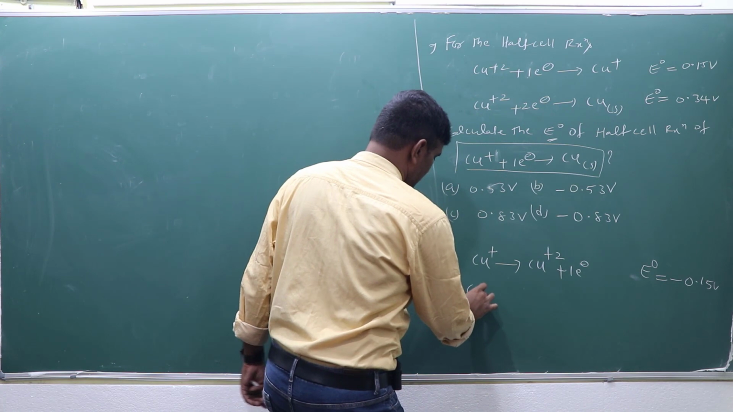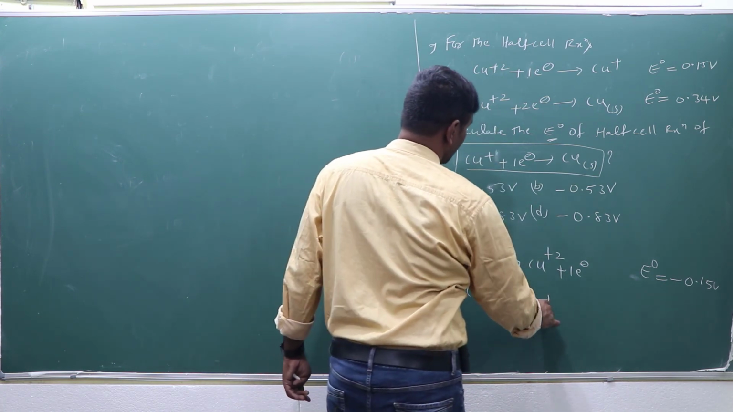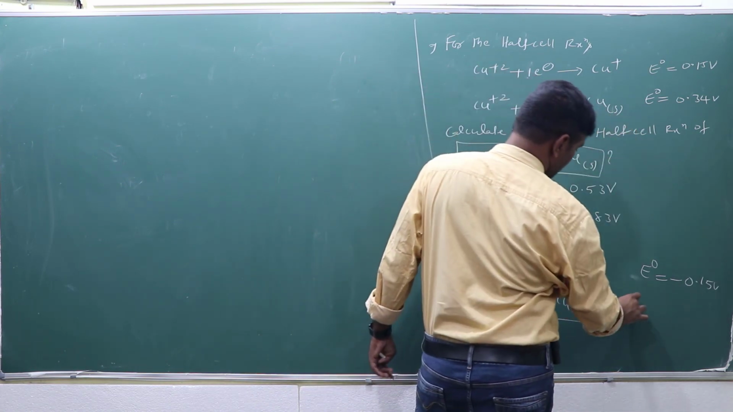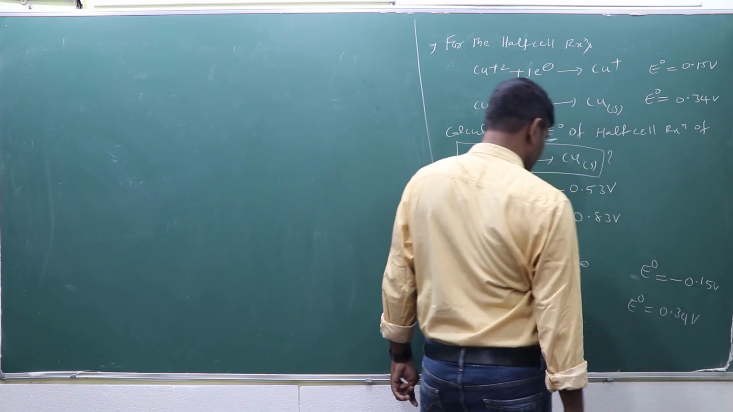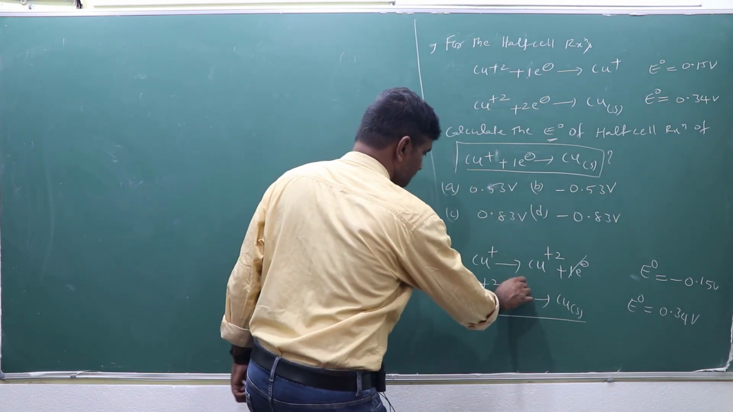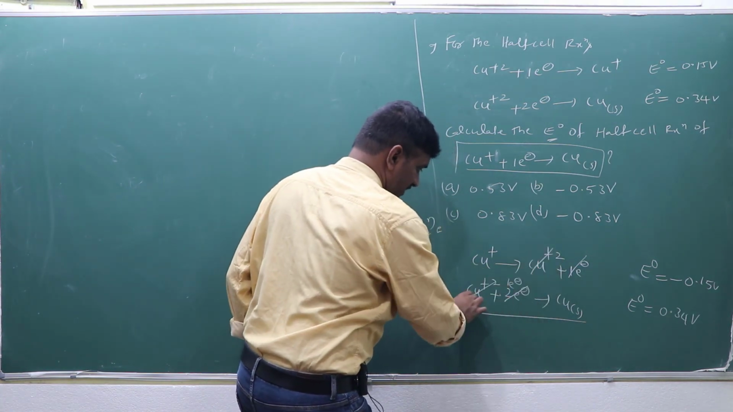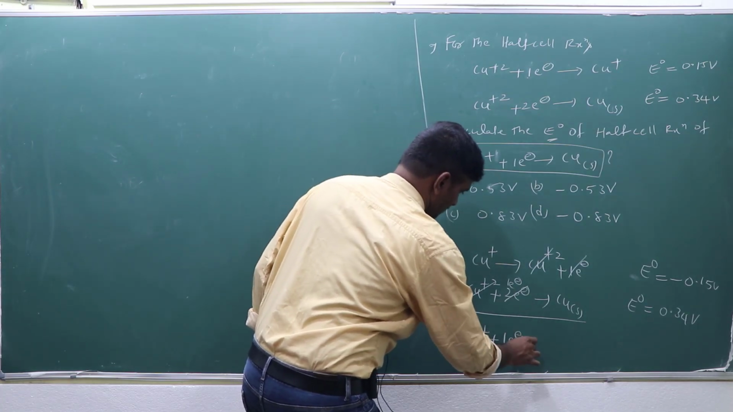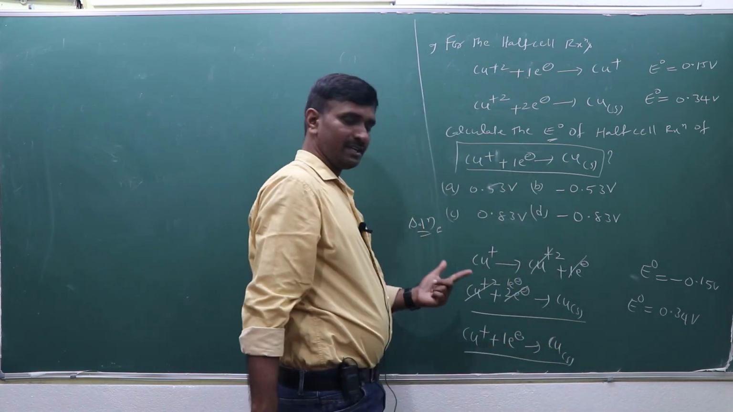So that's why we can write the second equation as Cu plus 2 plus 2 electrons going to Cu solid. It is the same reaction, so E0 is also 0.34 volts. When the 1 electron cancellation takes place, 1 electron is left. Then Cu plus 2 also cancels. Then Cu plus 1 electron is going to be Cu solid. This reaction will be generated.